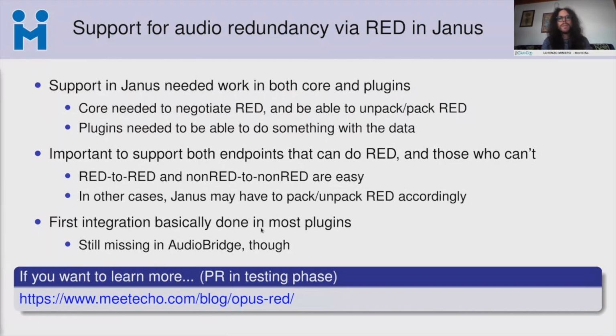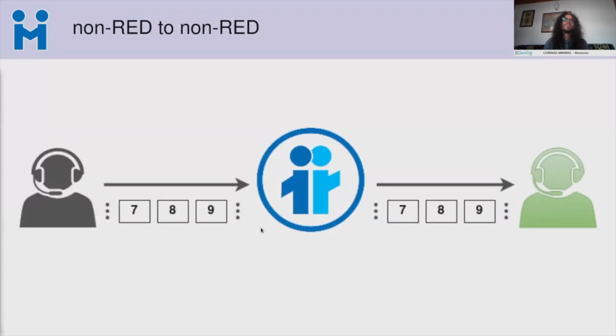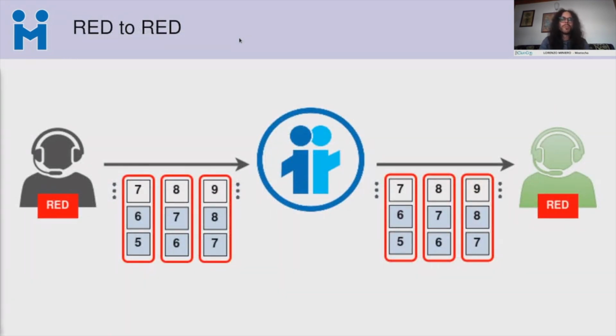But just to give you a visual understanding of how that works, when you have Janus in the middle, non-RED to non-RED is easy because that's exactly how Janus is working today. So you have RTP packets coming in on one end. These are regular RTP packets, so they contain audio or video streams. We can just relay them on the other side without having to do any manipulation related to RED. And RED to RED is also simple to do, because all we have to do is just relay the RED packets on the other side. If the user generated valid RED packets, then the recipient will be able to unpack them and use the redundant information as needed.